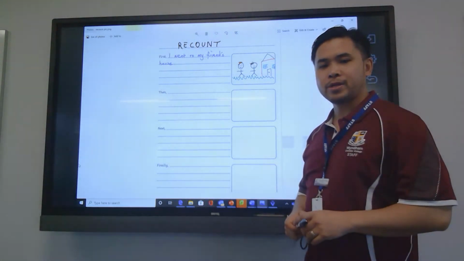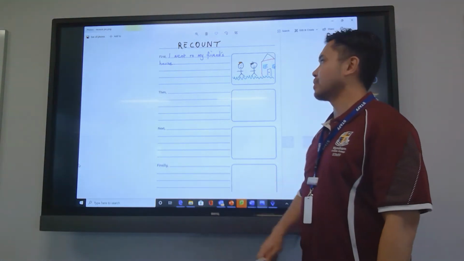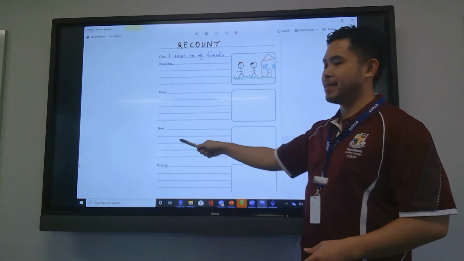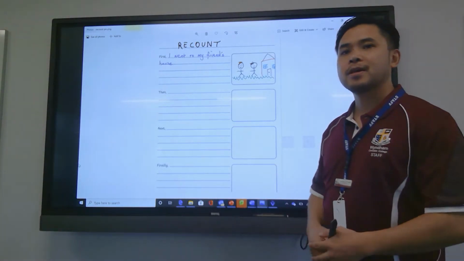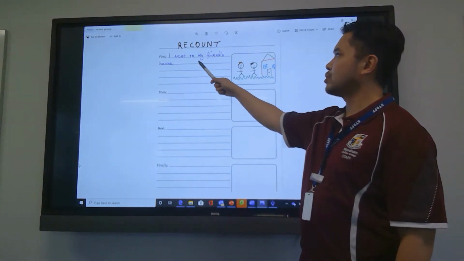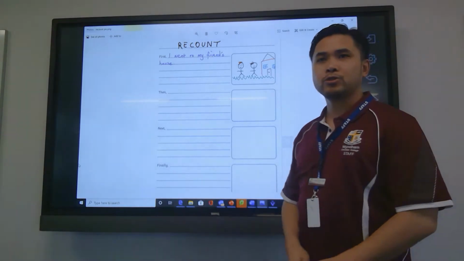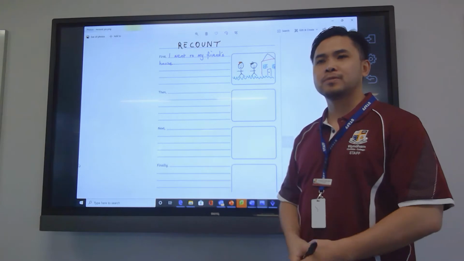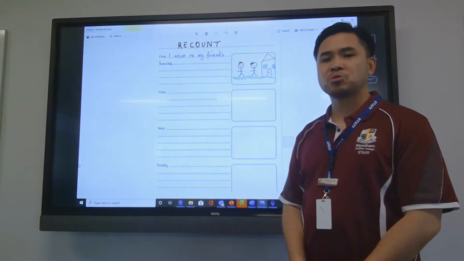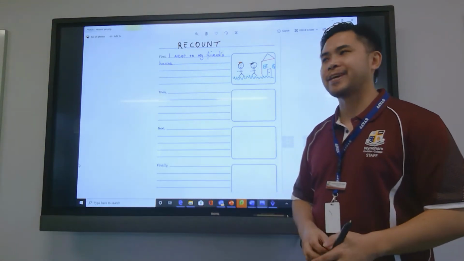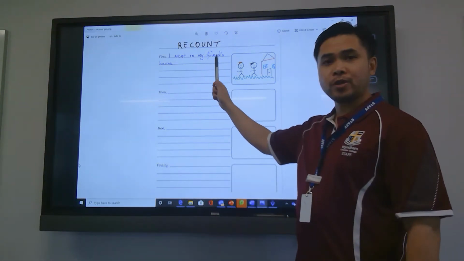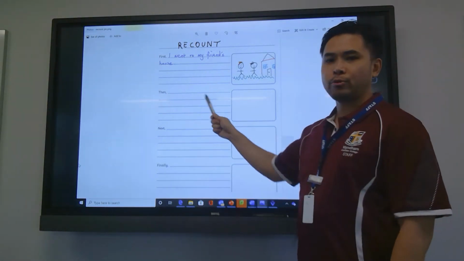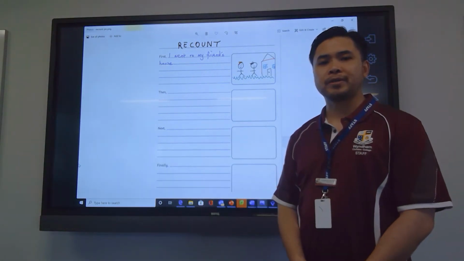Now the important thing about a recount is that it needs to be sequential, which means it goes in order. So first, then, next, and finally, okay? And so you just put dot points here for now. Now when you do your good copy, I expect you to write one whole page, no more than 2 pages, minimum 1 page, okay? So use this to do the dot points, just to structure your recount, and then add more information in the good copy, okay?